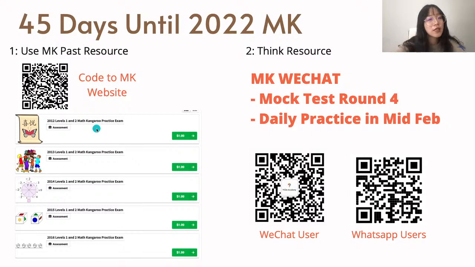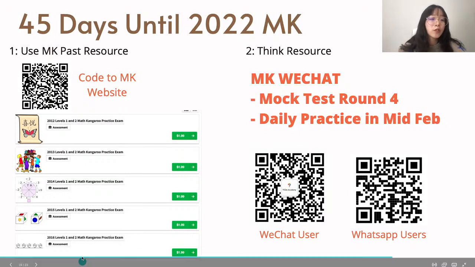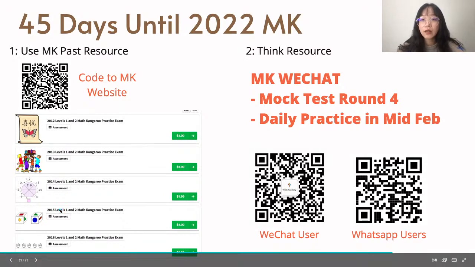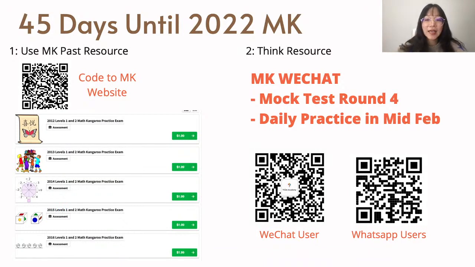If this is the first time you're using the past exam papers, I highly recommend you purchase the closer years, not back to 1998, probably 2018, 2019, and 2020. So it's closer to the real exam, and also use the past paper wisely. If you did buy a past testing paper, really set up the testing environment.